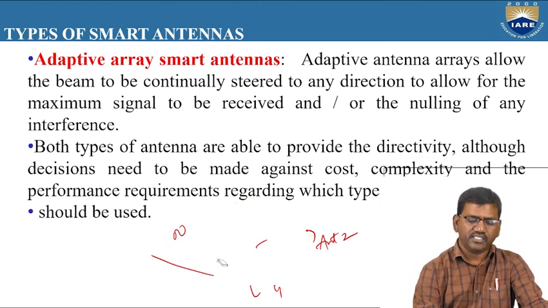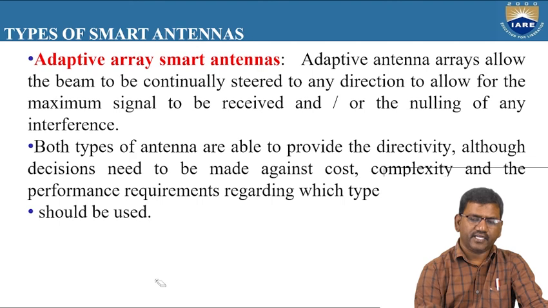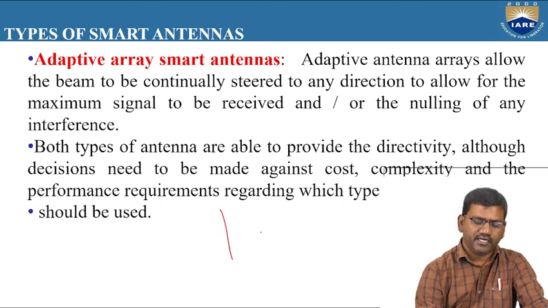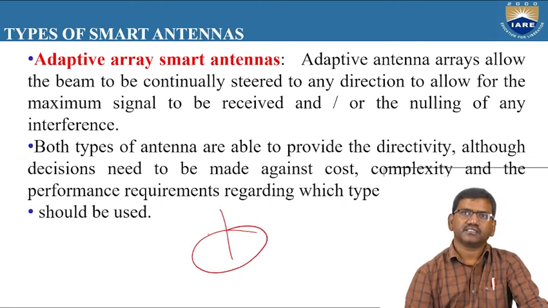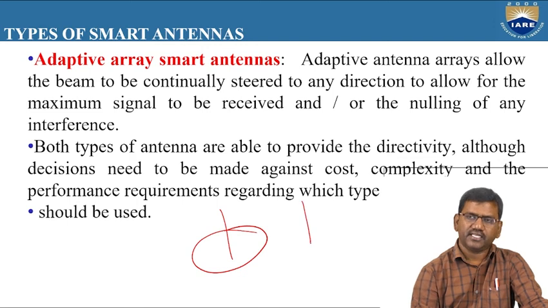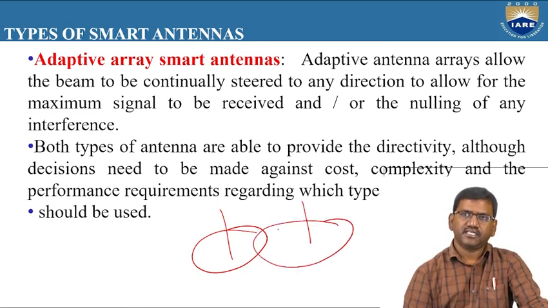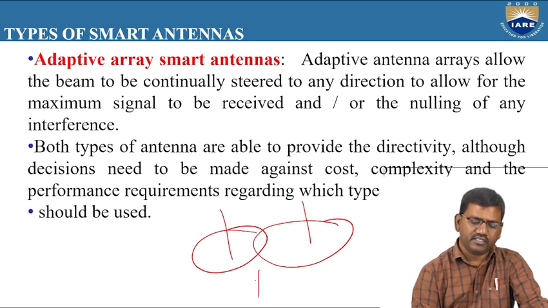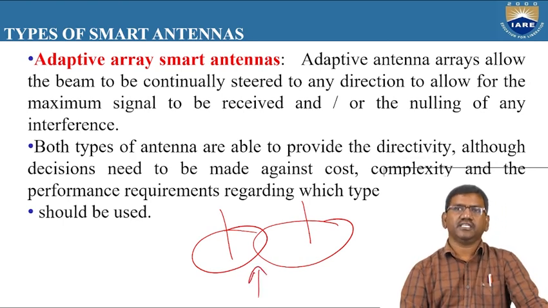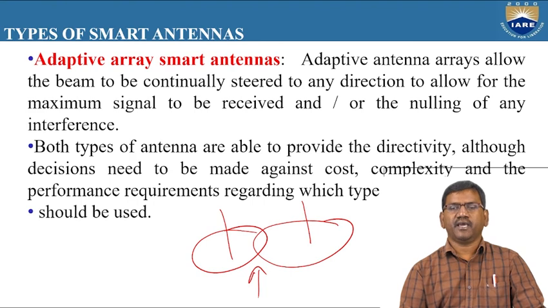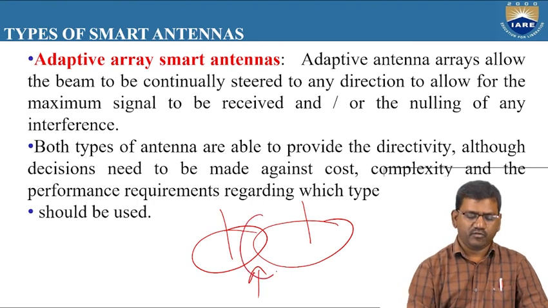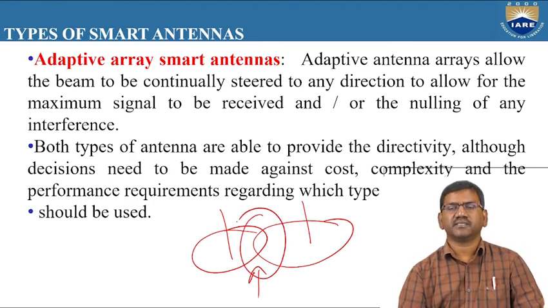Suppose if you take a conventional system, it radiates in all directions. Suppose if there is another antenna here, this one radiates in all directions. So as this is radiating in all directions, there is an interference problem. That means interference between these two antennas is happening. So this can be overcome by the smart antenna system.